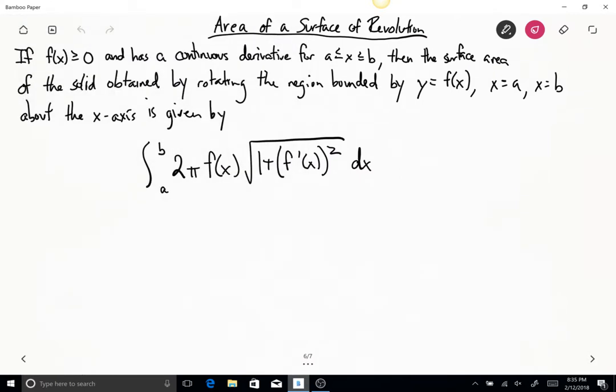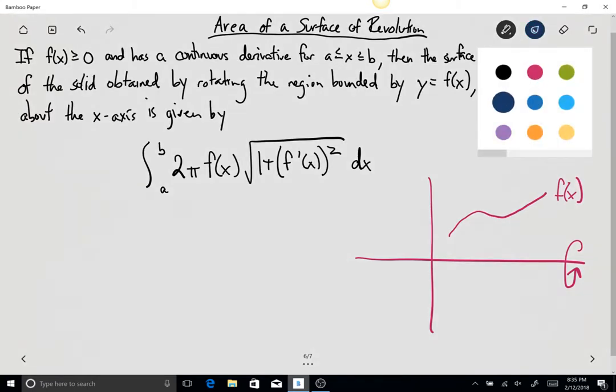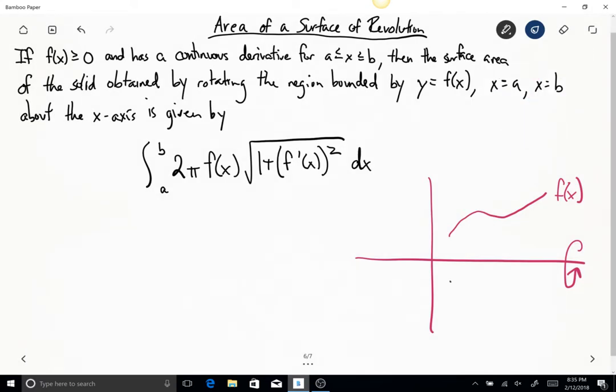So, on area of a surface of revolution, what's happening here? Well, we did some revolutions around the x-axis before. So let's say we have a function right here, f of x. What we can do is we can kind of put its mirror image on the side and revolve this thing around.